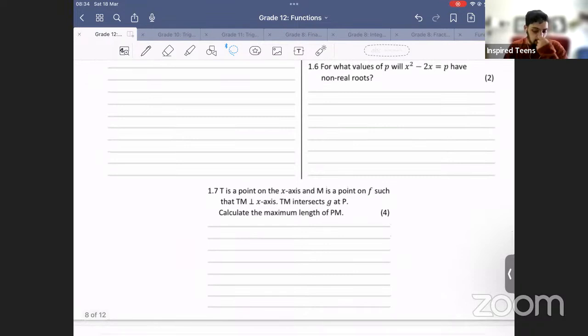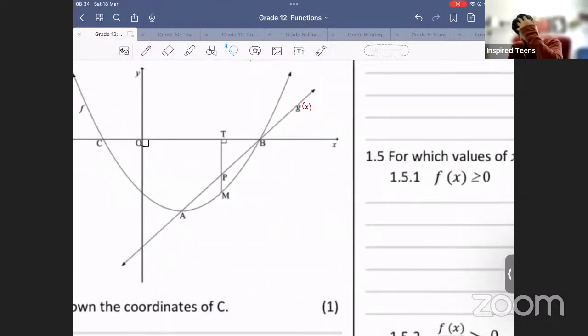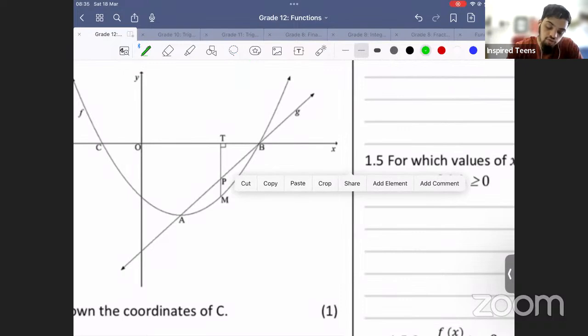So they say T is a point on the x-axis and M is a point on F such that TM is perpendicular to the x-axis. So that's some way to start. It's given in the diagram as well that TM is perpendicular to the x-axis. So now, if it's perpendicular to the x-axis, you need to understand that it's a vertical line, okay? Because remember, what else is perpendicular to the x-axis? It's the y-axis, right?